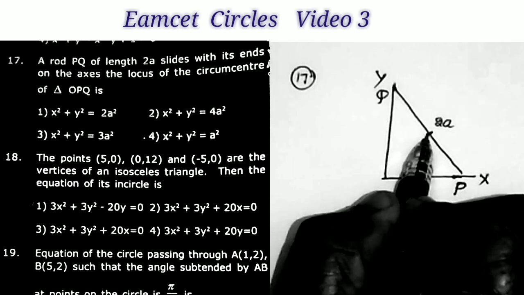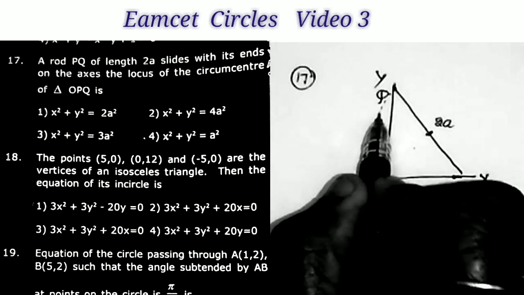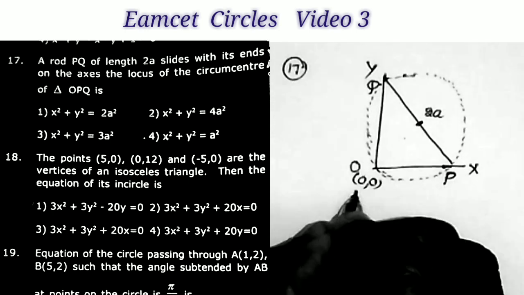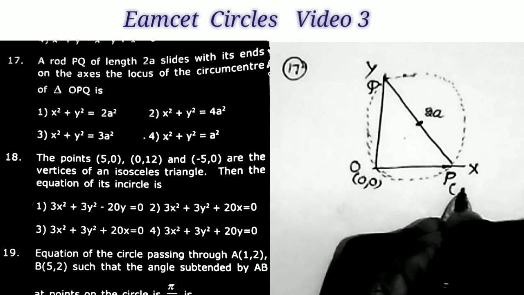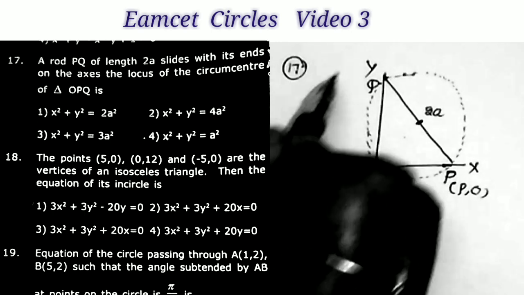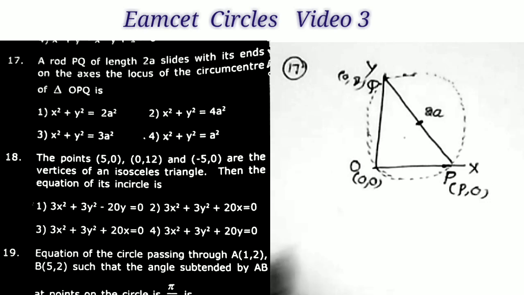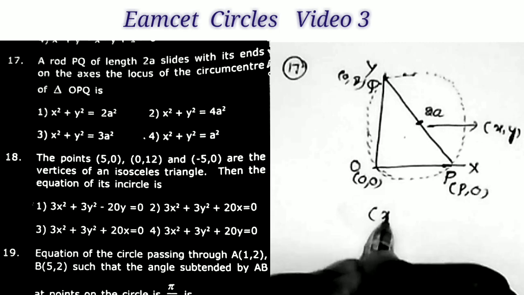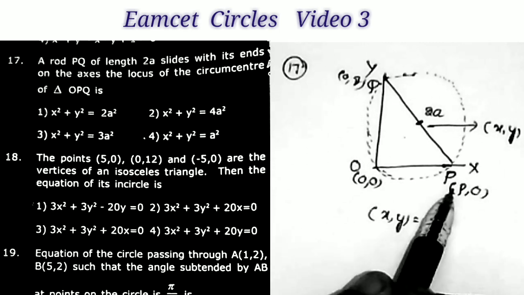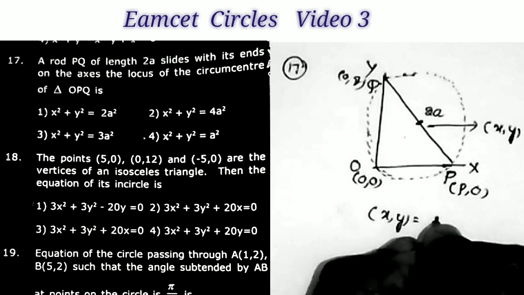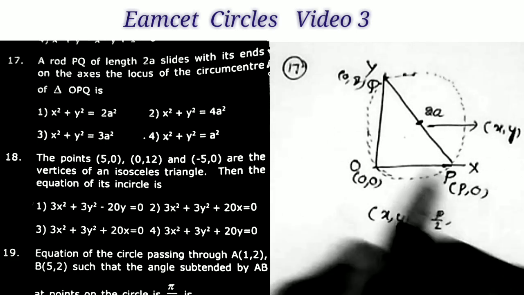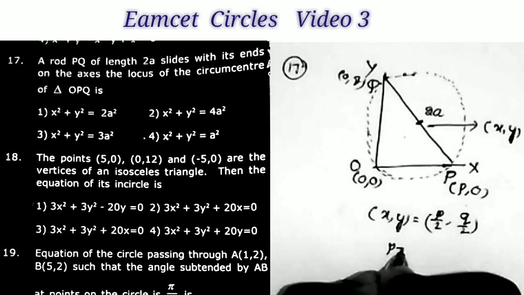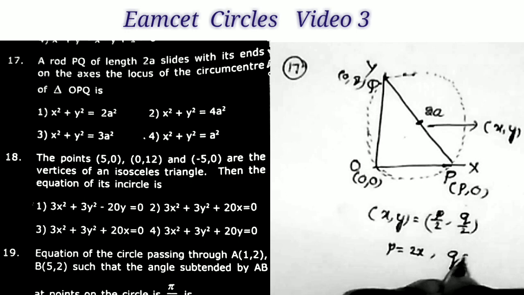See here, this is the circumcenter. Since this is a right angle triangle, the circumcenter is nothing but the midpoint of the hypotenuse. This is the origin 0, 0. Now I take this point as P, 0 and this point as 0, Q, and suppose the circumcenter is x, y. Now x, y is equal to (x1 plus x2) by 2, which is (p plus 0) by 2, that is p by 2, and (y1 plus y2) by 2, which is (0 plus q) by 2, that is q by 2. That is, p is equal to 2x and q is equal to 2y.